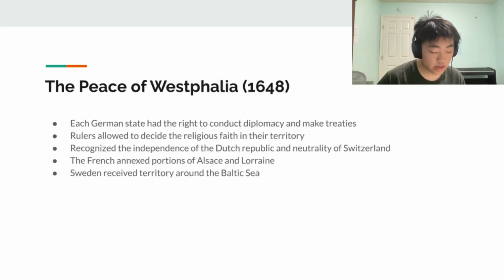And this led to the Peace of Westphalia, the first war in modern history ended by a peace conference. In here, each of the German states received the right to conduct diplomacy and make treaties. Rulers were allowed to decide the religious faith of their own territory. The independence of the Dutch Republic and the neutrality of Switzerland were recognized. The French annexed Alsace and Lorraine, and Sweden received additional territory around the Baltic Sea.